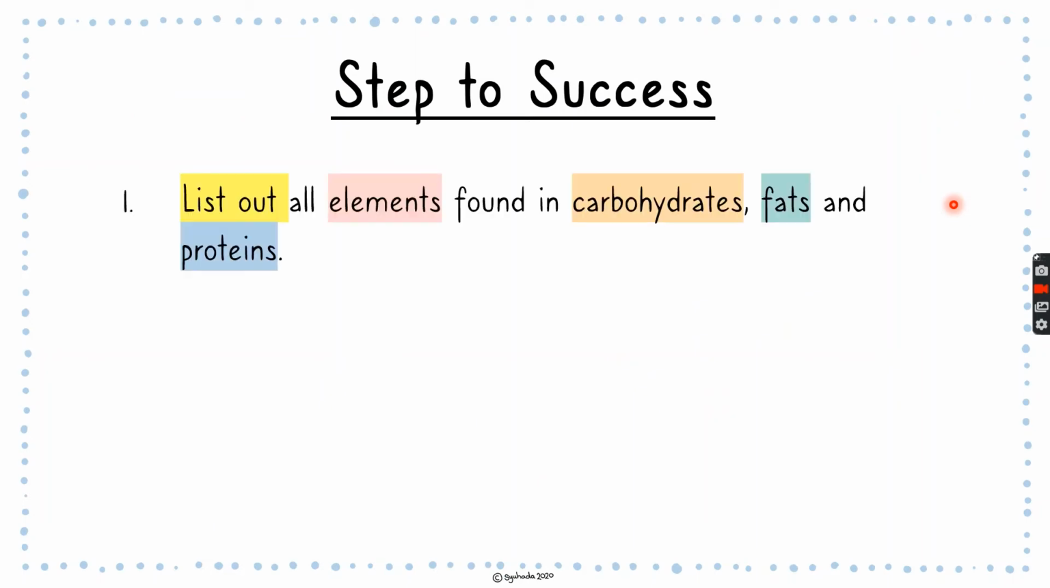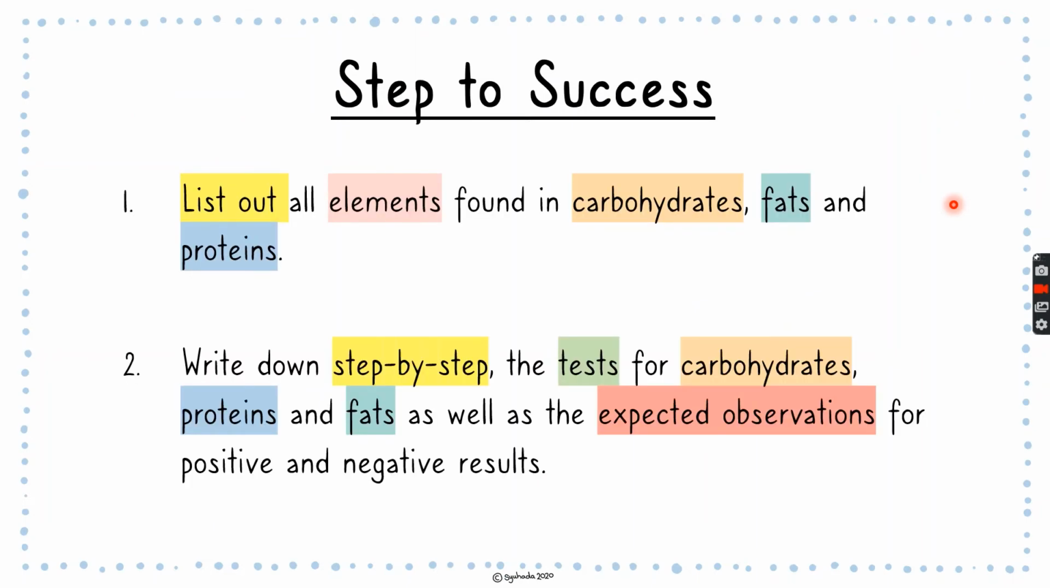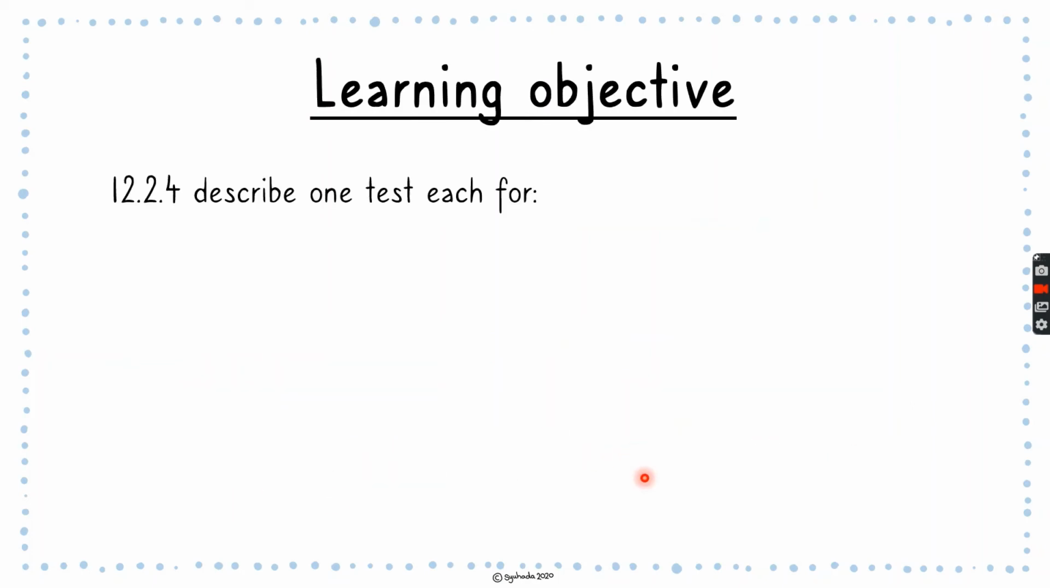Okay, now we're moving on. We talked about listing out the chemical elements already. This is CHO, CHO, and CHONS. But we also need to write down step by step the test for the main food sources, which is carbohydrate, protein, and fat. And whenever you talk about the test, you also need to learn about the expected observations. So how does it look if it's a positive and a negative result? So this learning objective is to describe one test for each of them.